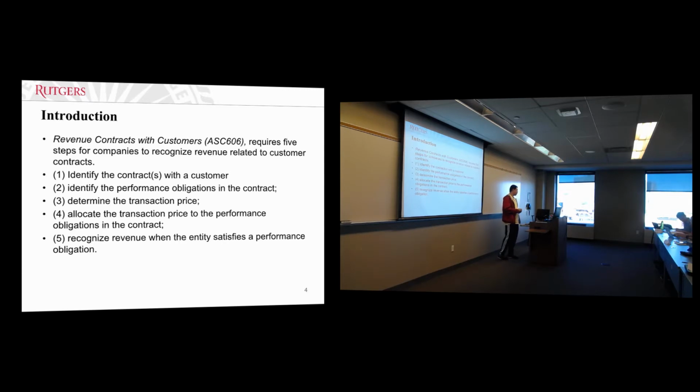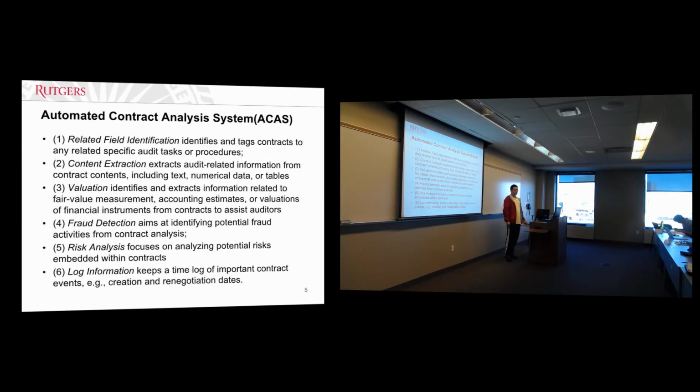According to the revenue contracts with customer regulation, it requires 5 important steps in auditing work to audit all the contracts. The relative steps are primarily 5 steps related to this requirement. So the system proposed in this paper is called Automated Contract Analysis System, short for ACAS, and it has 6 major parts. I will introduce these parts in detail later on.